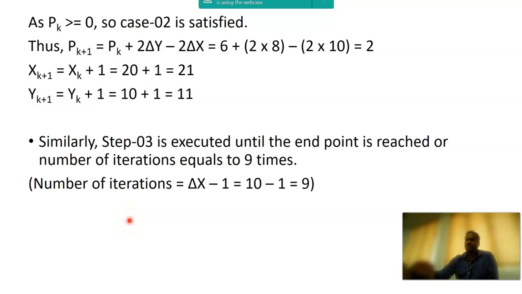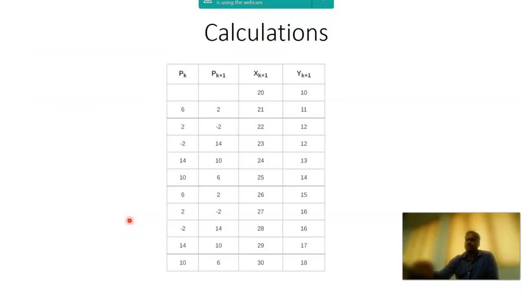In the next iterations I'll tell you how to calculate it. Initially it was 20 and 10. We calculated it and got 6, which is more than 0, so the x and y values are increased. For the next round, pk plus 1 is calculated as per the equation, which is 2 here. Next round, 2 is given as input, which is more than 0, which means the x value we have to increase, that is 22, and the y value also we have to increase.